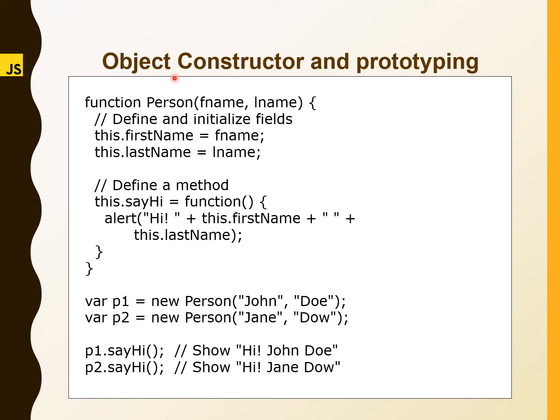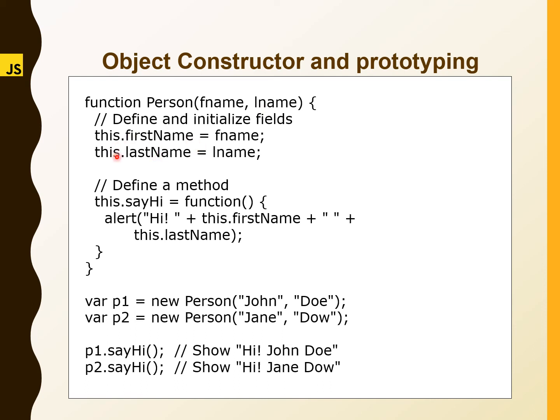So here we have a look at this particular example. Function person fname comma lname. So here what is happening is a function is defined with the name person and this function takes two parameters, fname and lname. Then the function body is opened. This dot first name is equal to fname. The first parameter is assigned to this dot first name and the second parameter lname is assigned to this dot last name.